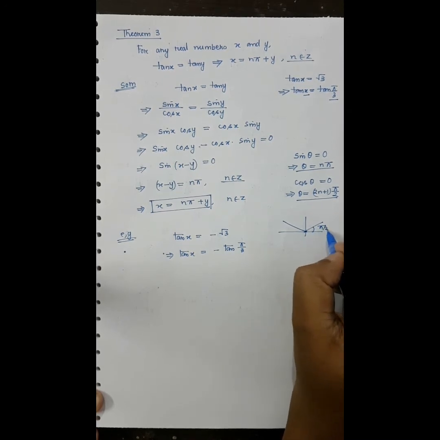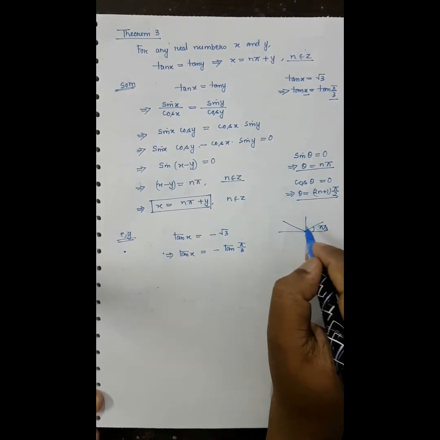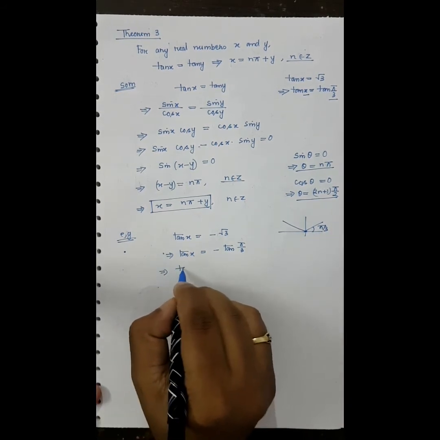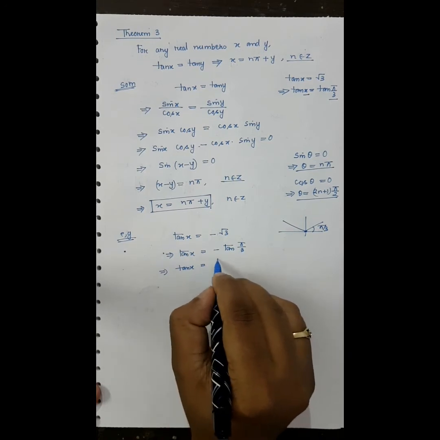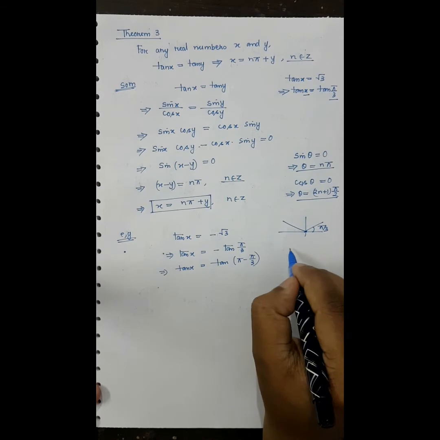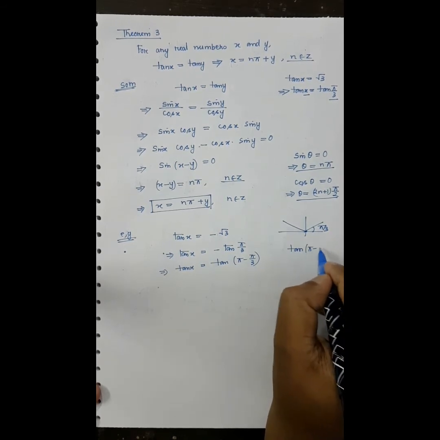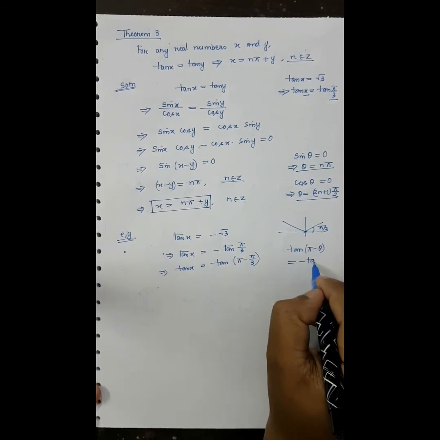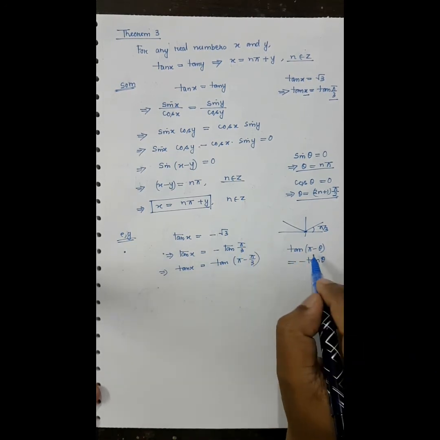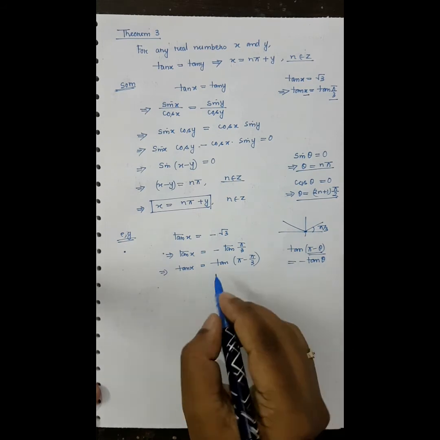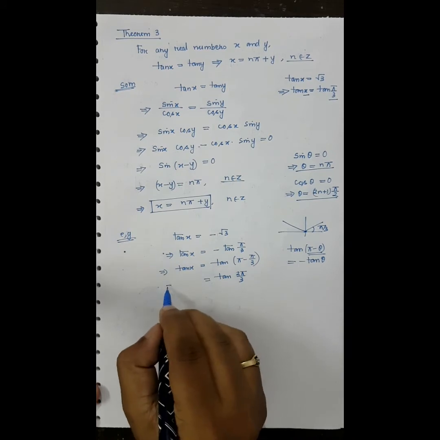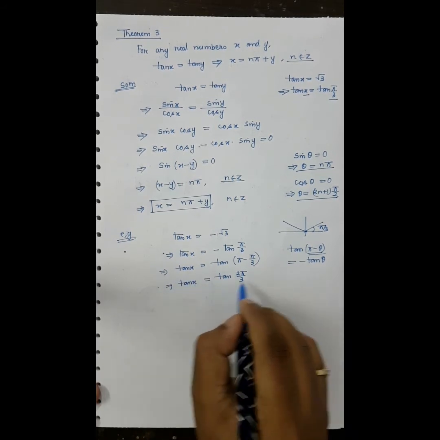And now for a negative value, the angle must be in the second quadrant. So I can write this as tan x is equal to tan of pi minus pi by 3, because we know that tan of pi minus theta is equal to minus tan theta. See, I have taken the angle theta in the second quadrant, right? So it is tan of twice pi by 3. So tan x is equal to tan of twice pi by 3.